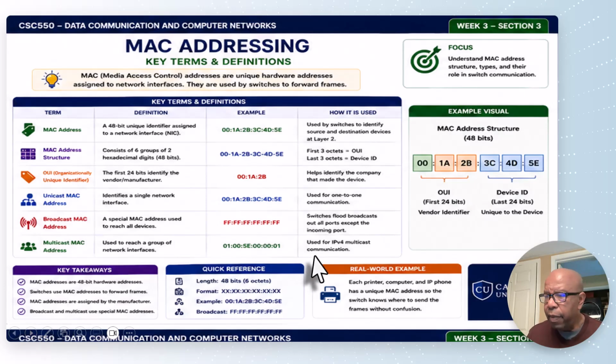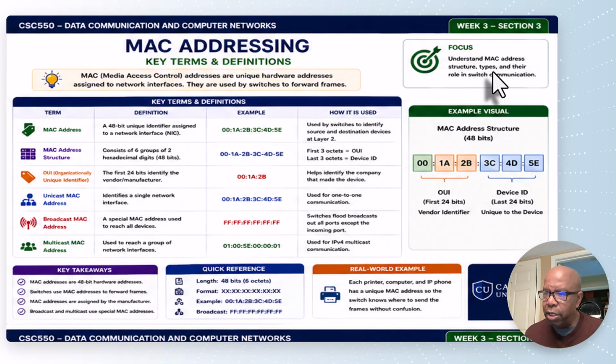Okay, so here, the MAC address is a unique hardware identifier for devices on the network. They're used by switches to forward frames. Understand the MAC address structure, types, and their role in switch communications. So that's what we're concentrating on now.